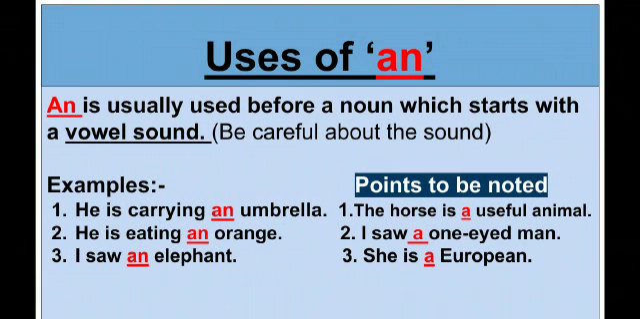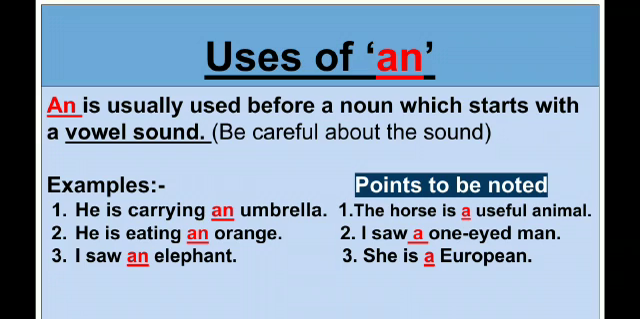Now it's time to discuss the uses of "an" in detail. "An" is usually used before a noun which starts with a vowel sound. Again, be careful about the sound instead of the first letter of the following noun. Now coming to the examples, the first sentence: he is carrying an umbrella. Again, here we have to keep some points in mind. The first example: the horse is a useful animal.